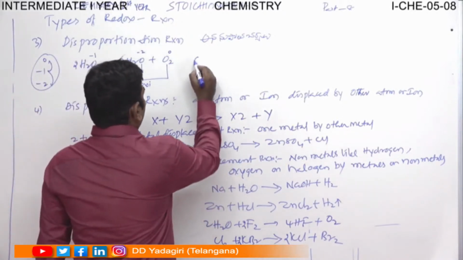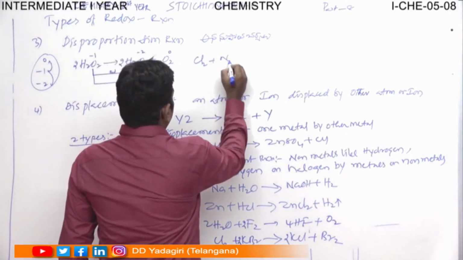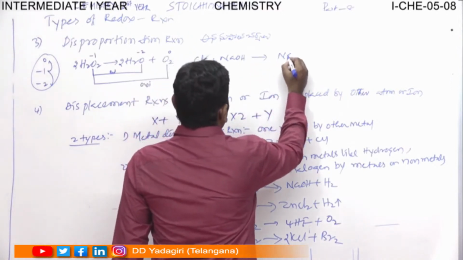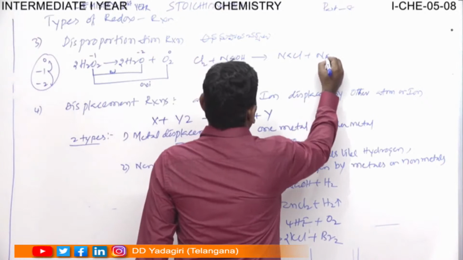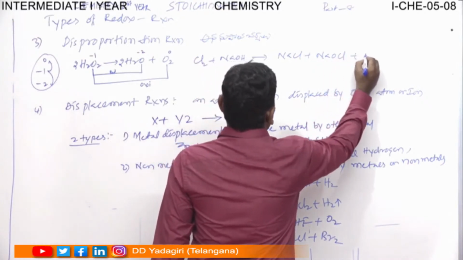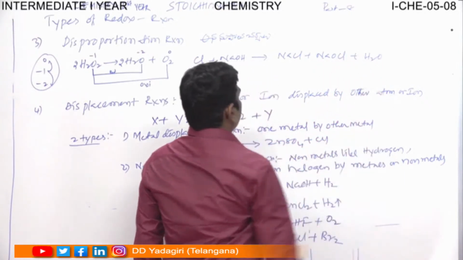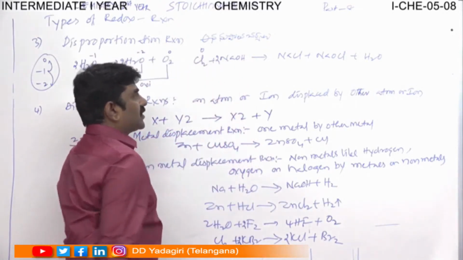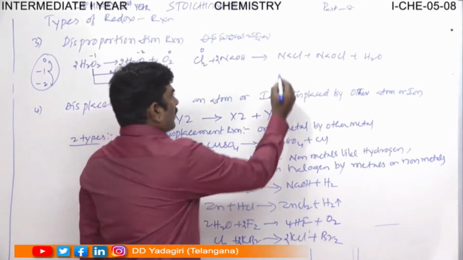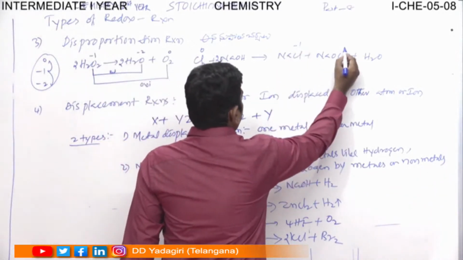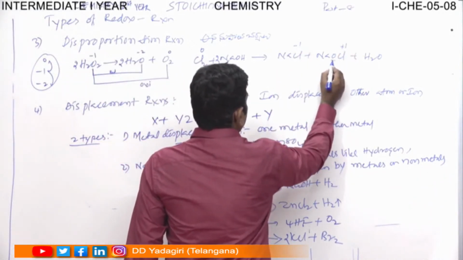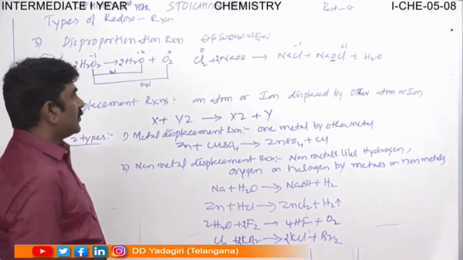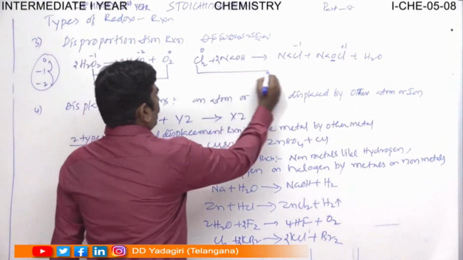Taking one more example, Cl2 plus NaOH will give NaCl plus NaOCl plus H2O. Here the chlorine oxidation state is 0. Here the chlorine oxidation state is -1. Here the chlorine oxidation state is +1 because it is with the oxygen. So chlorine goes from 0 to -1.